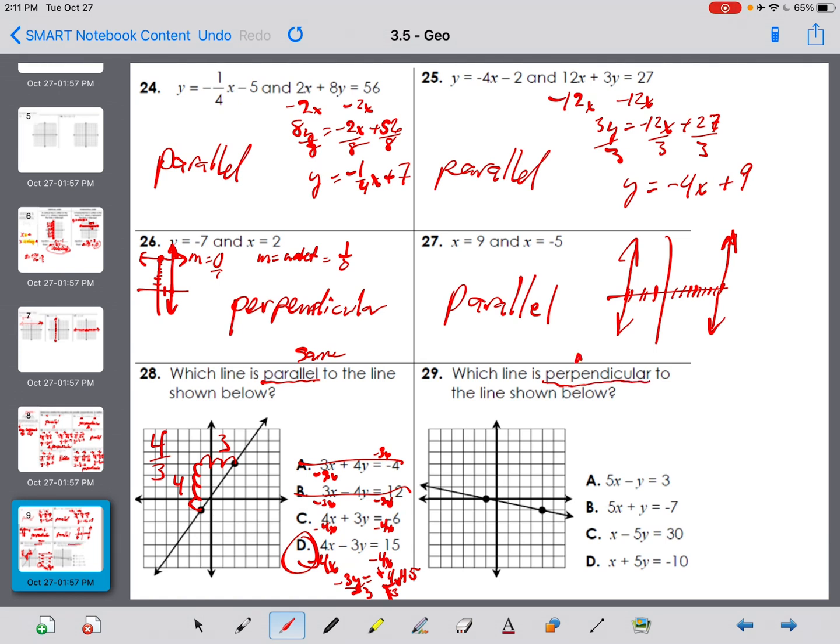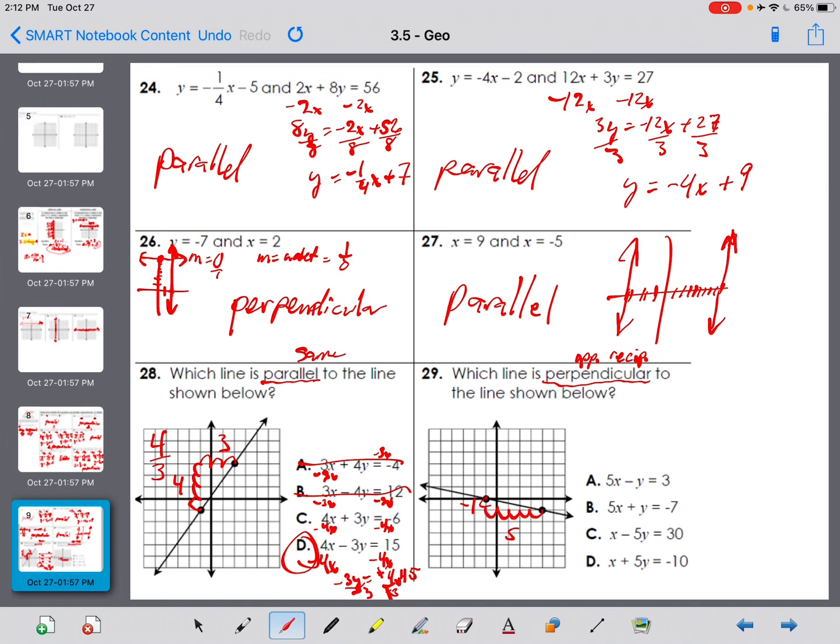Go ahead and pause it. Try 29. Remember, perpendicular means opposite reciprocals. Okay? Change it, flip it over. So they need to be different top bottoms, flipped over, and different signage. Give it a try. Come back and see.